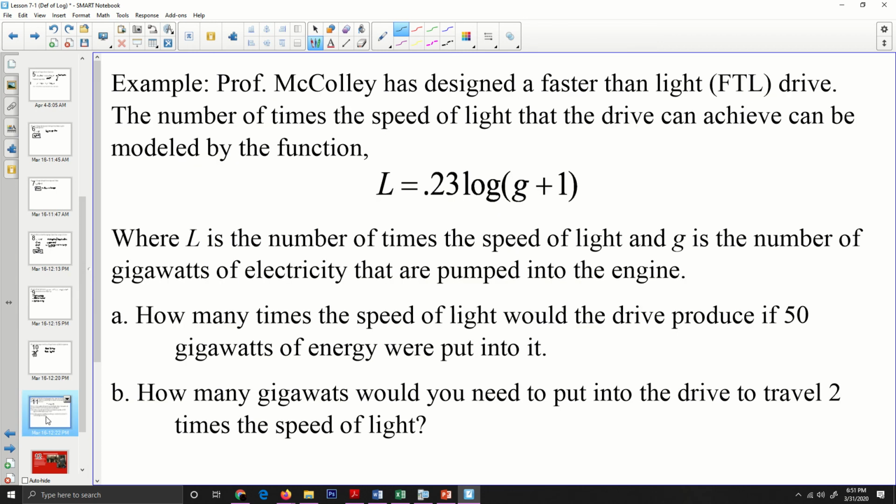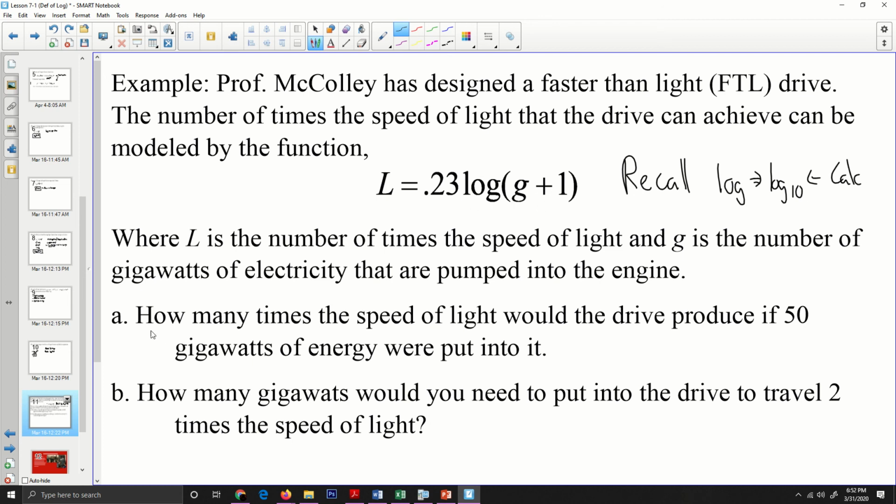All right, last one. Professor McCulley has designed a faster than light FTL drive because I love science fiction. The number of times the speed of light that the drive can achieve can be modeled by the function L equals 0.23 log of the quantity g plus 1. Now recall, I need a parenthesis in there. I didn't do a very good job, so let's do that. Recall that log is log base 10, and that is on the calculator.